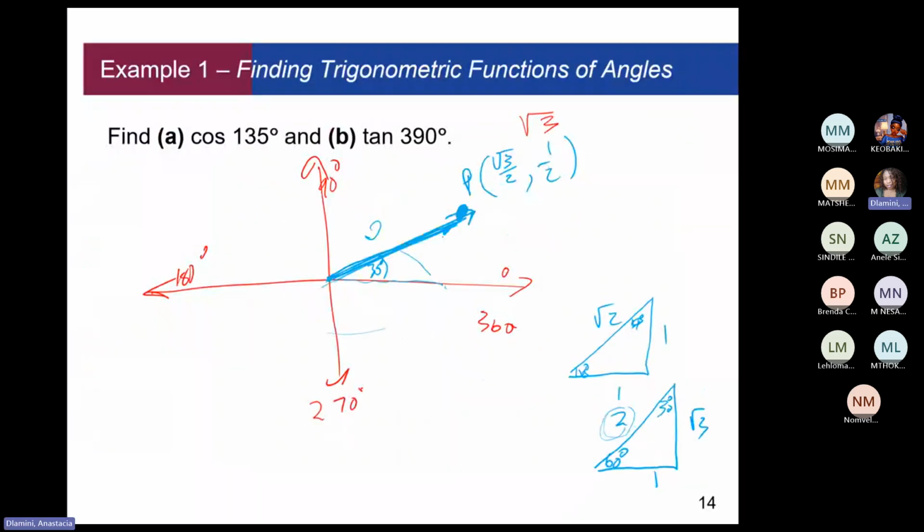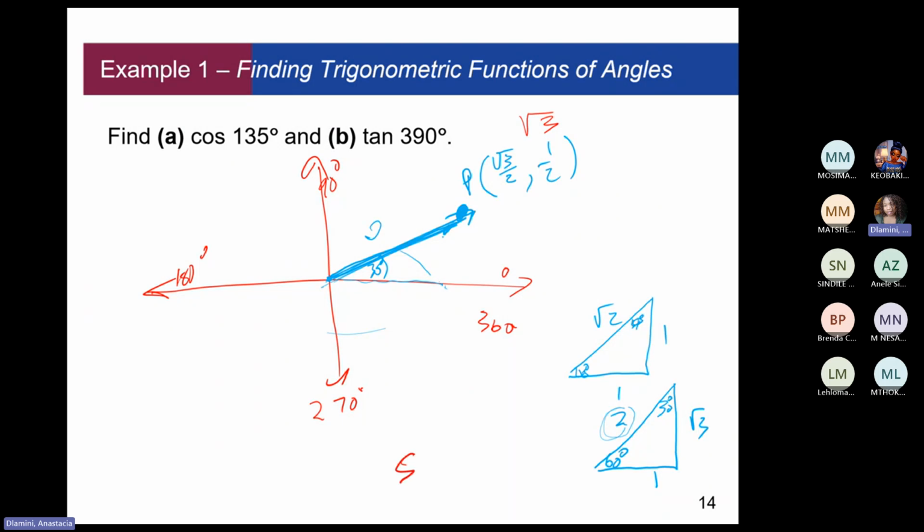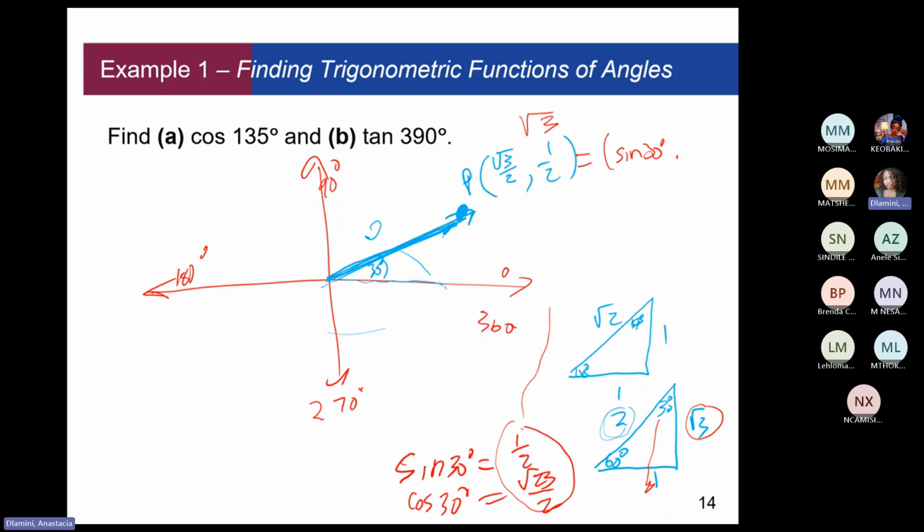Okay, so we know that sine of 30 degrees is opposite over hypotenuse, so that's 1/2. Cos of 30 degrees is adjacent over hypotenuse, which is square root of 3 over 2. Do you see these points also have a relationship with those points? So this is cos of 30 degrees and sine of 30 degrees. Do you see the relationship, guys?